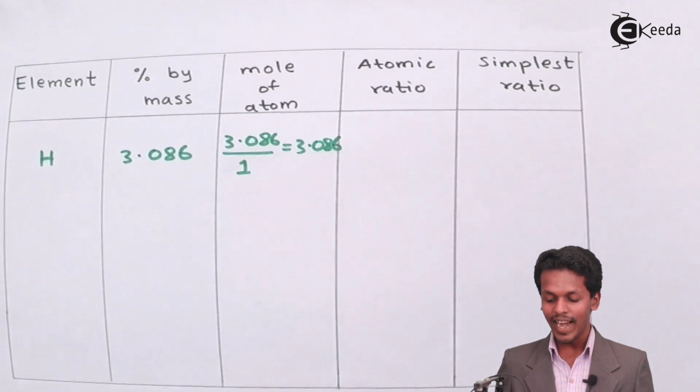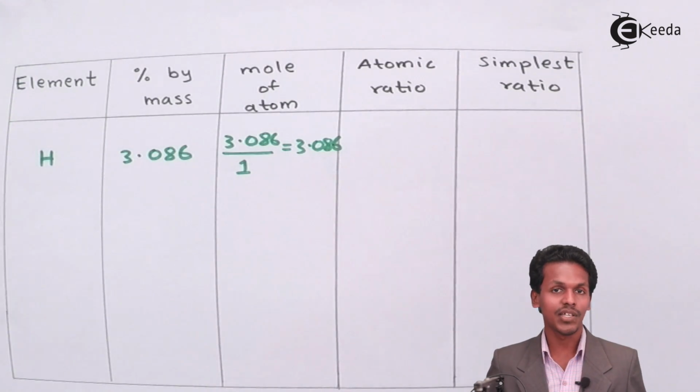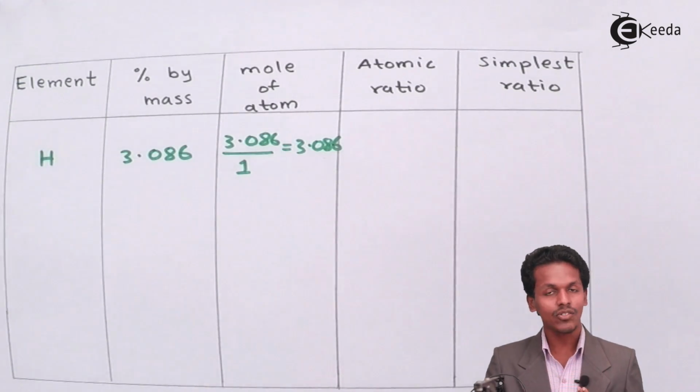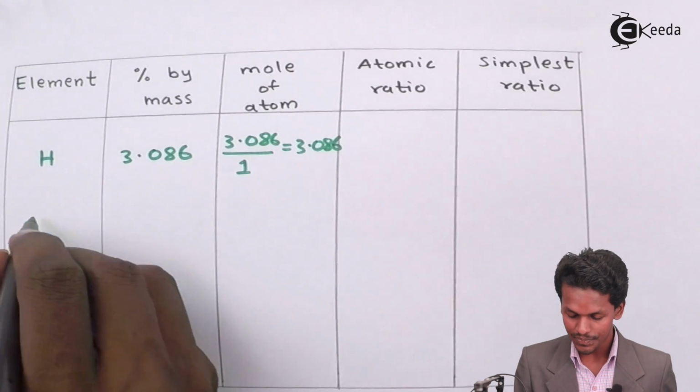Now talking about the atomic ratio, how can we calculate it? In this case we have got a ratio of 3.086, but that is the next concept that I am talking about. So now let us switch to the next element, that is phosphorus.